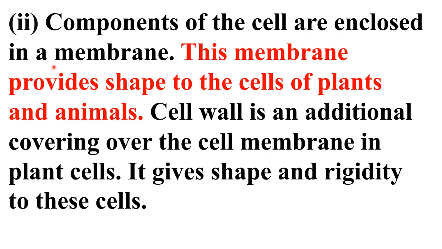Components of cells are enclosed in a membrane. This membrane provides shape to the cells of animals and plants. Cell wall is an additional covering over the cell membrane in plant cells. It gives shape and rigidity to these cells. So the cell wall is an extra covering over the cell membrane in plants and in bacteria, and it gives shape and rigidity to these cells.